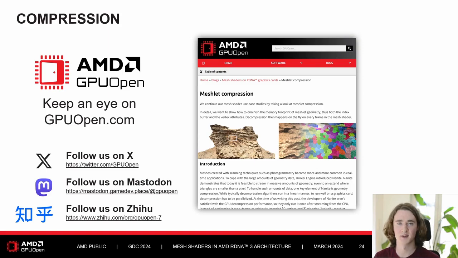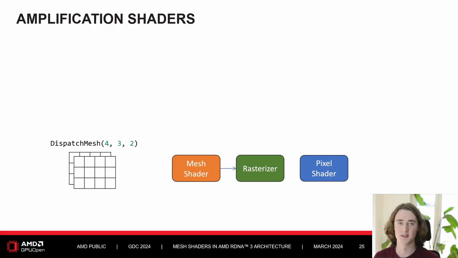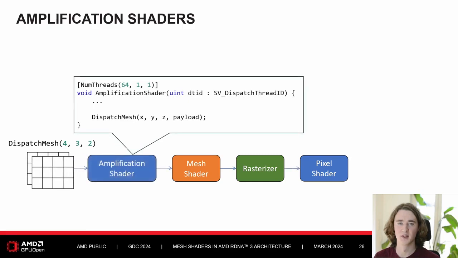Now, 9% faster than the vertex shader pipeline already sounds pretty impressive, but what if I told you that we can go even faster? Up until now I showed you that the mesh shader pipeline looks like this, but there is one shader stage I omitted, and that is the amplification shader. The amplification shader sits between the 3-dimensional dispatch grid from the CPU and the mesh shader, and as the name implies, is used to amplify the overall workload.